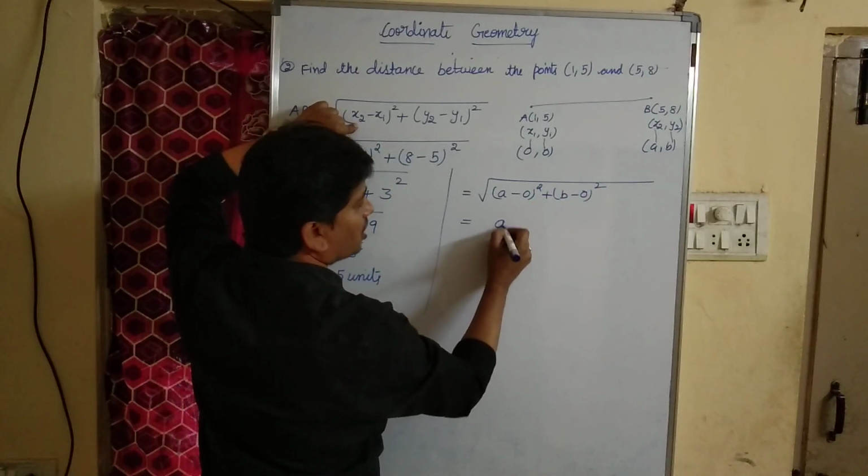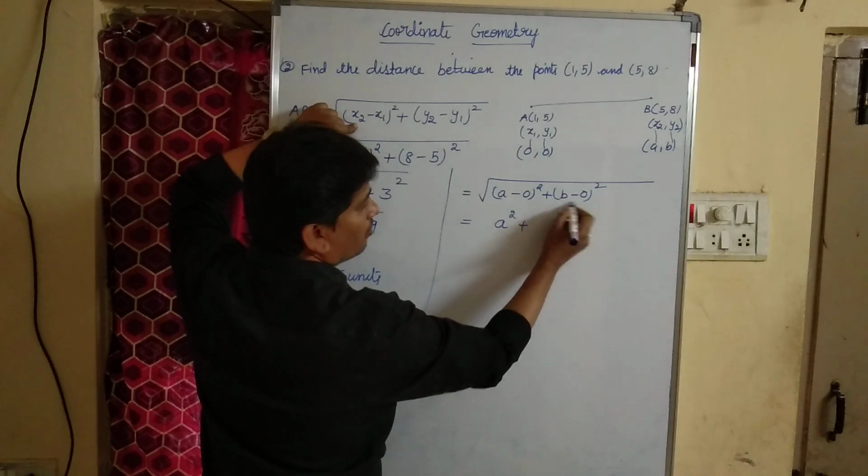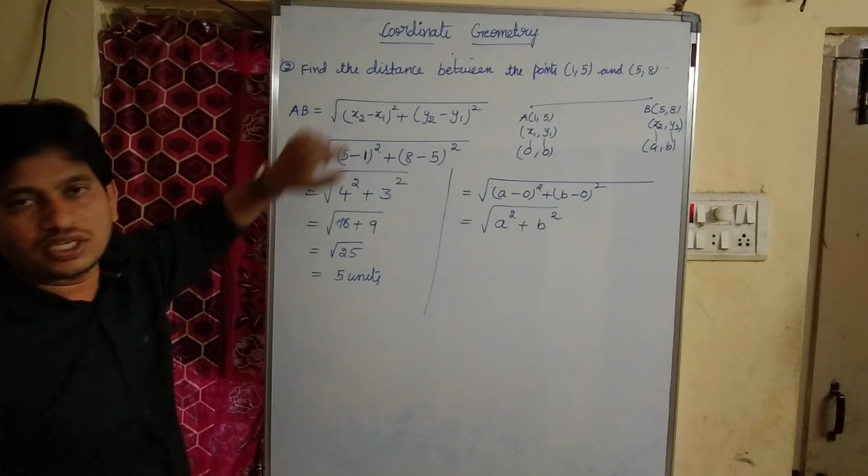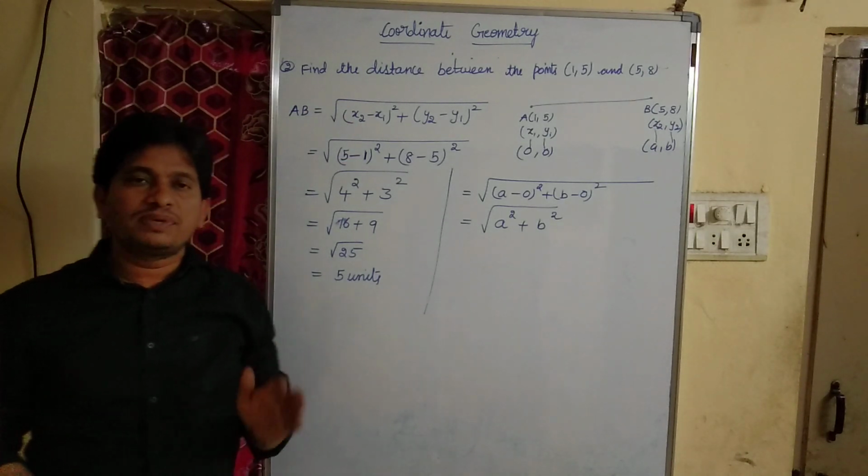Okay, as A minus 0 A square, B minus 0 B square. So what is the answer? Answer is what? Root over A square plus B square.